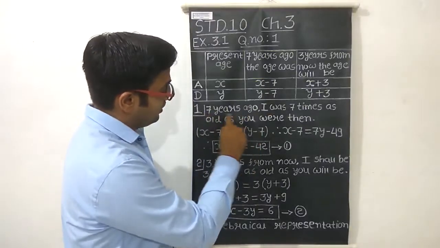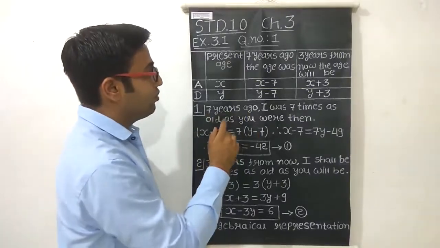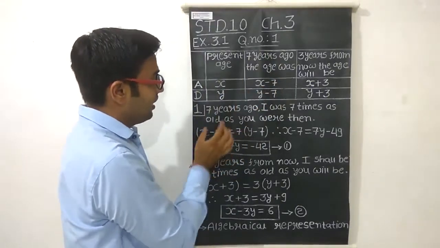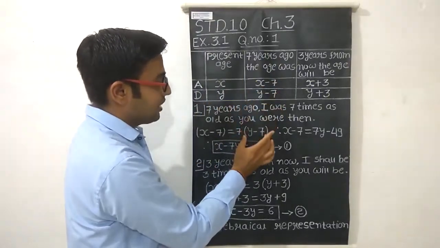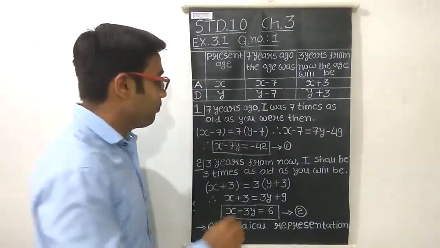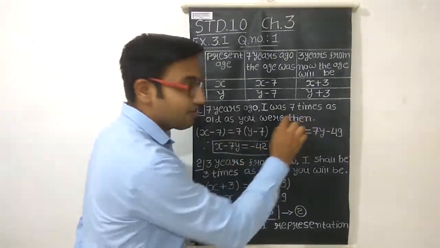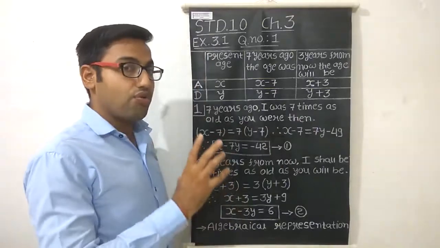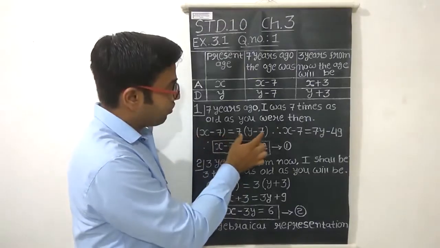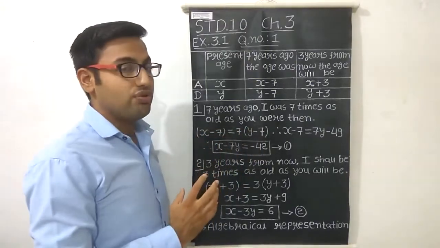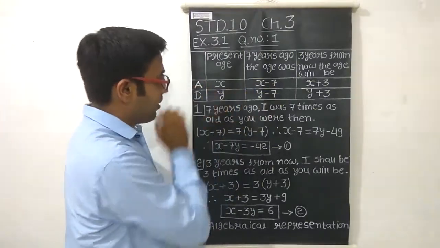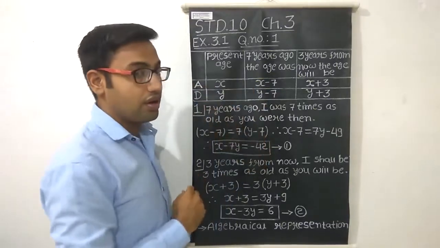Here 7 years ago is mentioned, so we have to take the ages of 7 years ago. So Aftab's age was x minus 7 and his daughter's age was y minus 7. So how do we know where to put this 7? As 7 times is written, we know that we have to multiply with 7. But to which, Aftab's age or the daughter's age? Here we have to use our common sense. See, this age is of Aftab and this age is of the daughter.